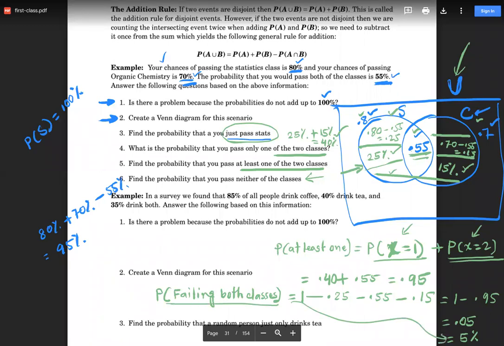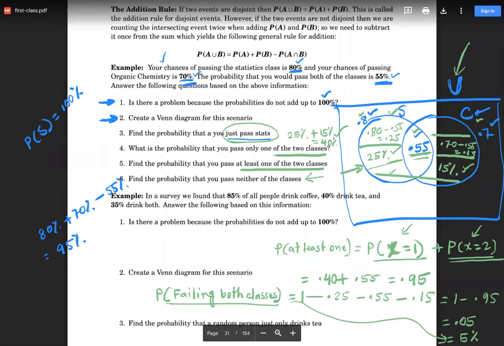There is a 5% chance that you will fail both of these classes. That's what it is. So that's a very complete example.